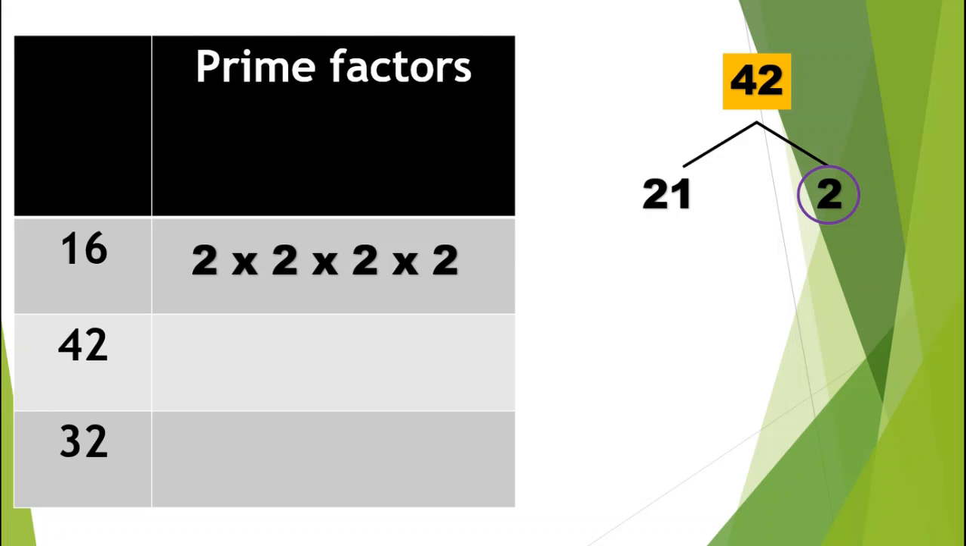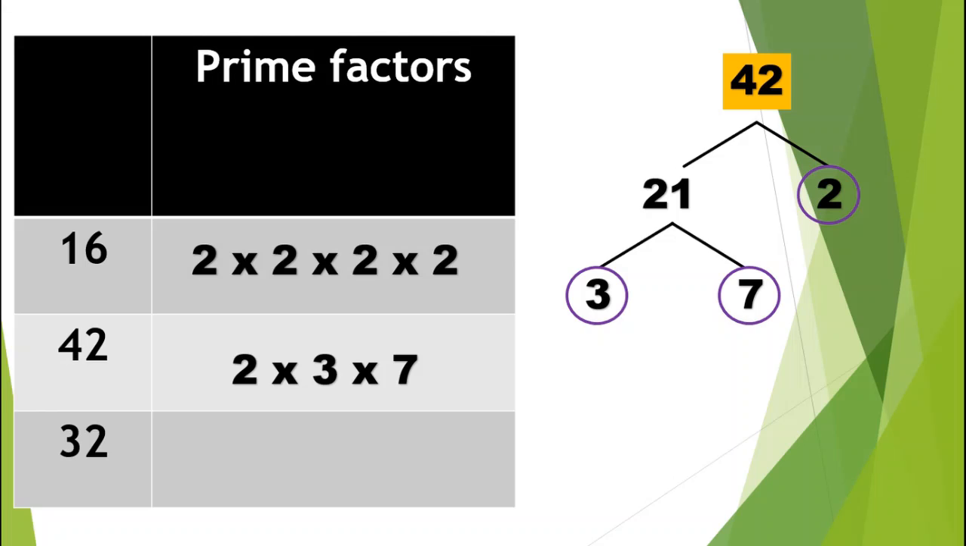How about 21? Okay, there is. It could be 3 times 7. Any other numbers we can multiply to get 3 other than 1? No more. So we will say that 3 and 7 are prime numbers. So we can say that the prime factors of 42 are 2 times 3 times 7. How about 32?